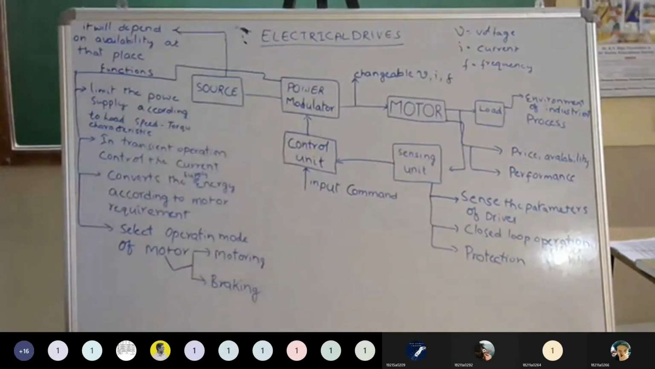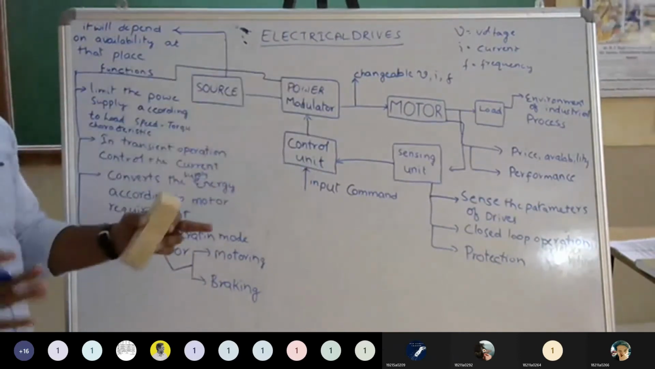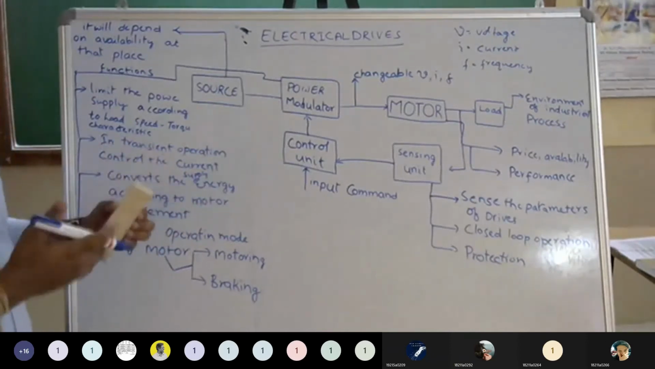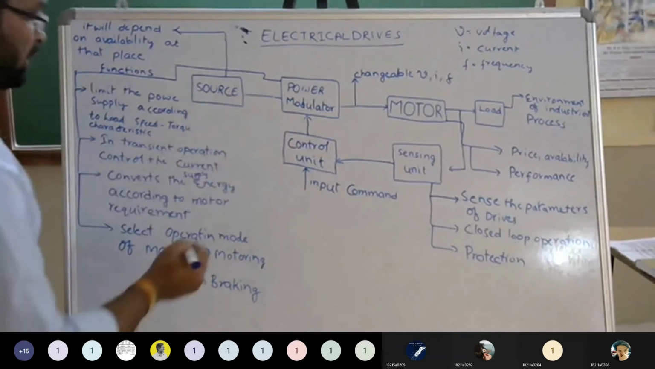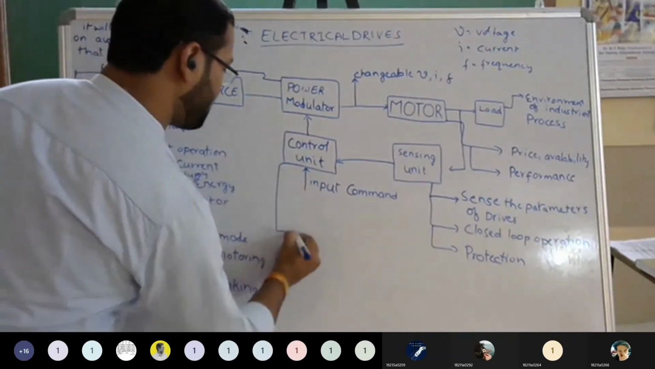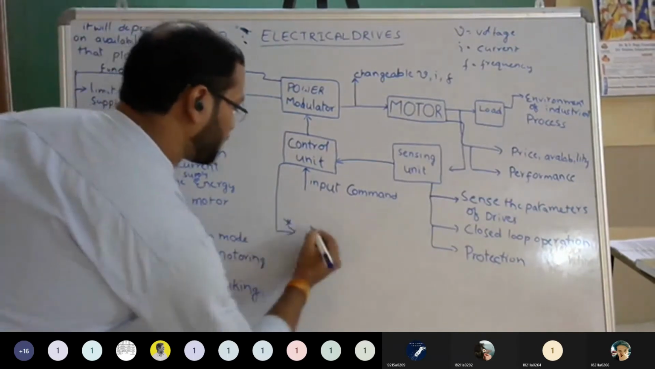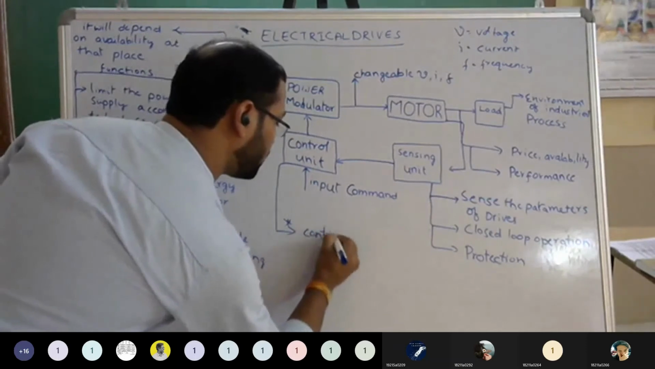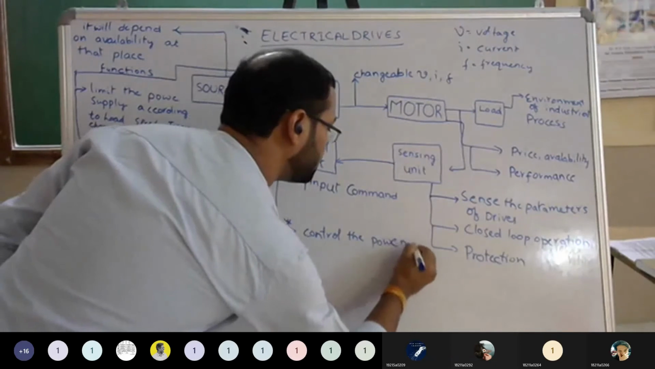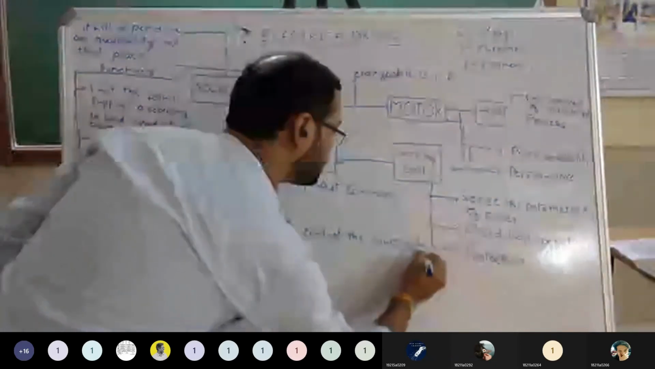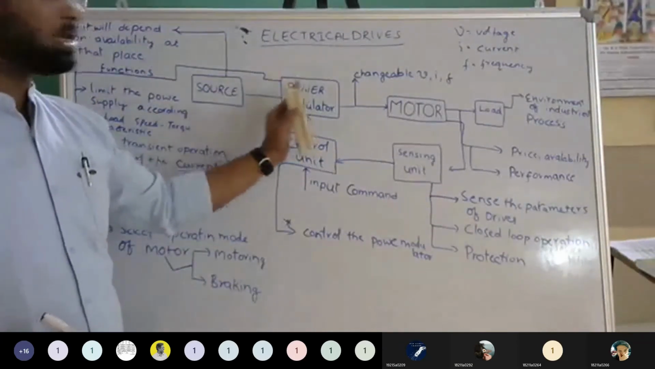Then coming to the control unit. This is also a more important thing. Why? Because these two things reduce our size, and the availability and utilization of electrical drives are improved by these two things. So what will this control unit do? First, it has to control the power modulator. How much it has to give, what work it has to do.